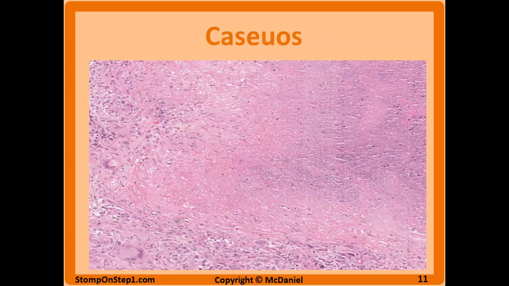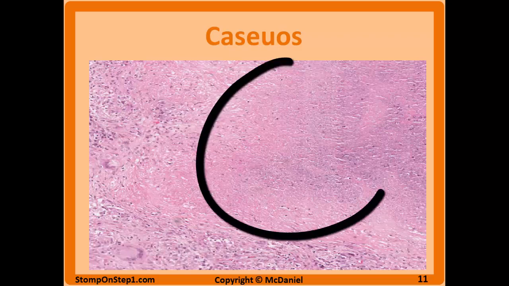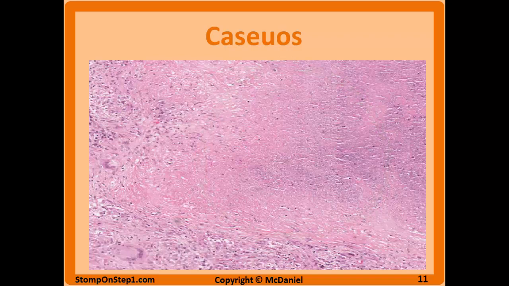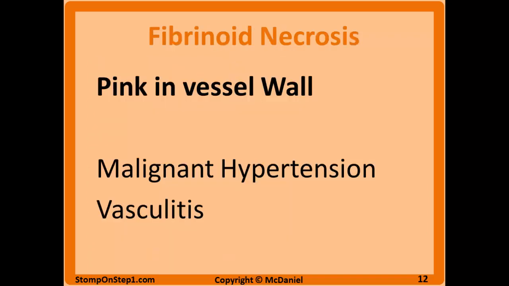Here is a picture of a granuloma, and you'll see over here you've got sort of a liquefactive type mix with coagulative necrosis, and then on the outside you've got inflammatory cells.